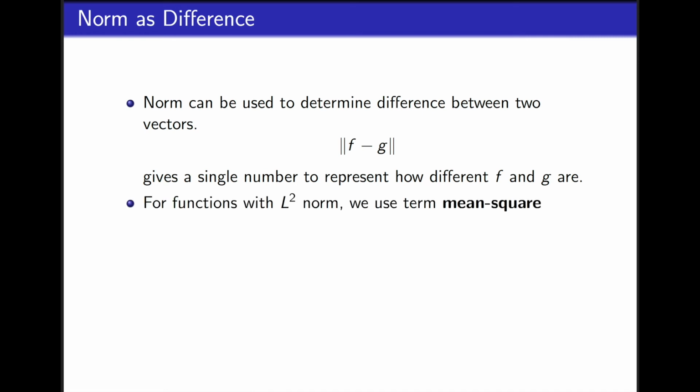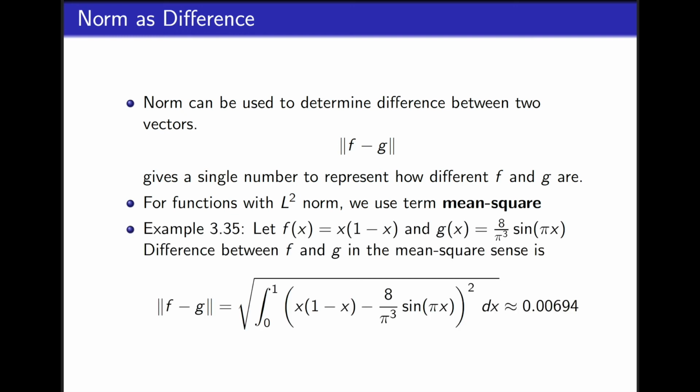When we use the L2 norm to calculate the distance between functions, we often use the term mean square. So for instance, we might say that two functions are close or far away in the mean square sense. For an example, let's take these two functions f and g. Notationally, they don't look very similar at all, but by considering the norm of f minus g, we see that they are in fact relatively close in the mean square sense. They have a distance of 0.00694.